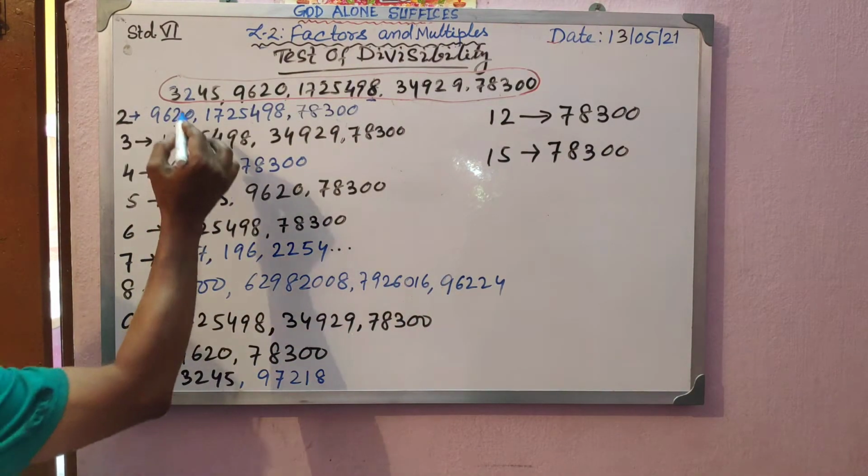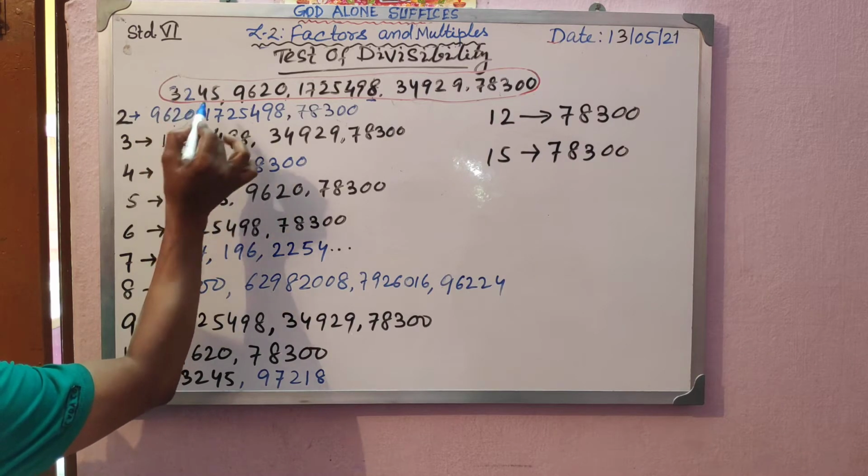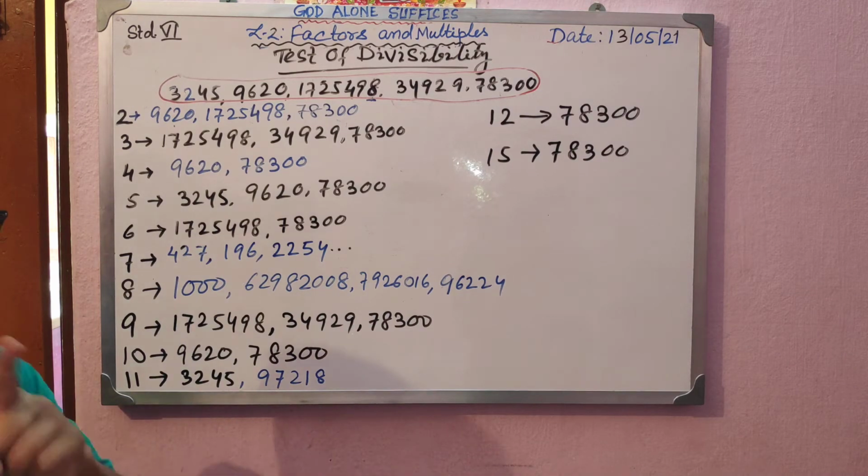Let us check an example. See, add all the digits of this number. 3 plus 2 is 5, 5 plus 4 is 9, 9 plus 5 is 14. 14 is not divisible by 3.